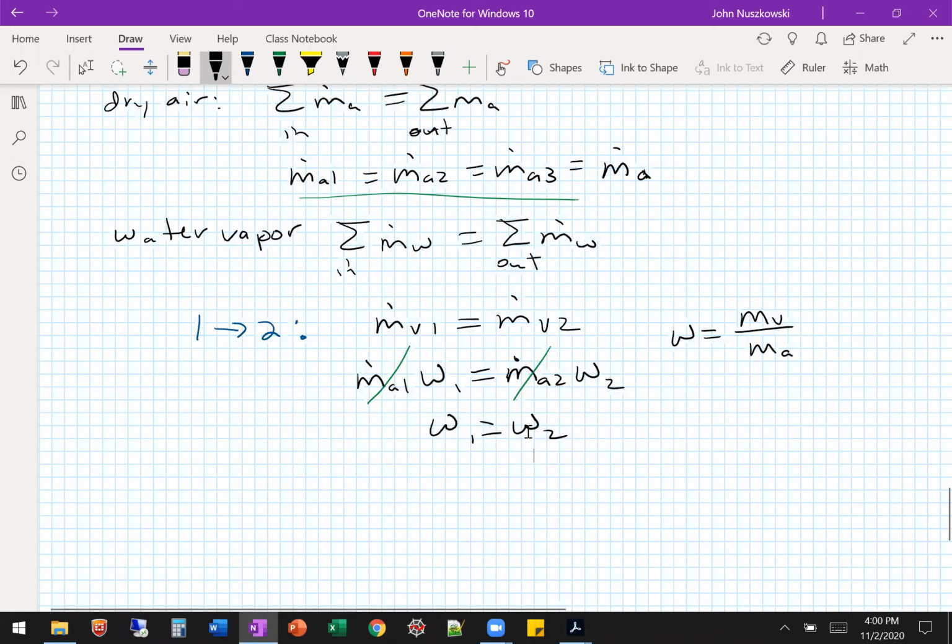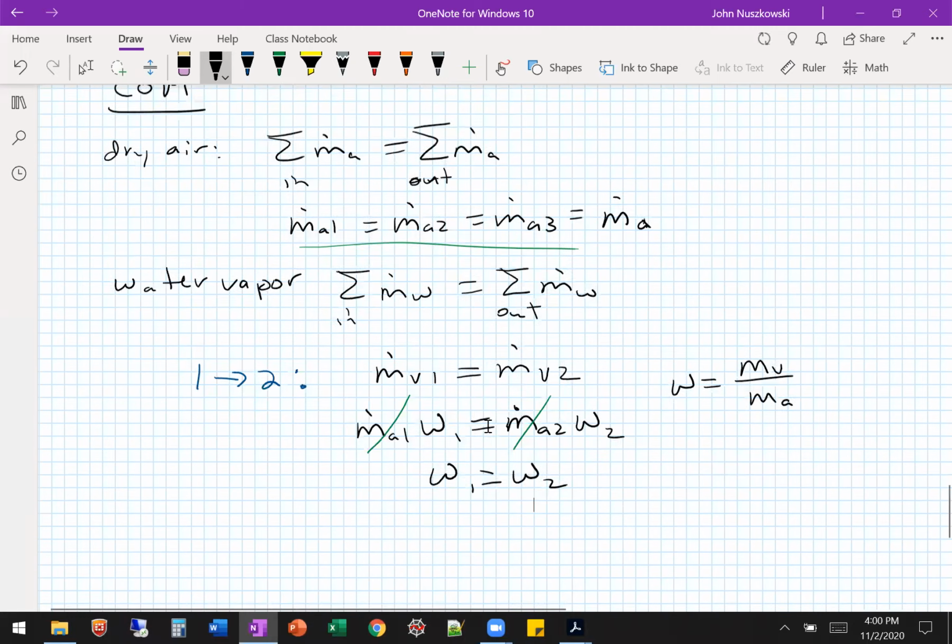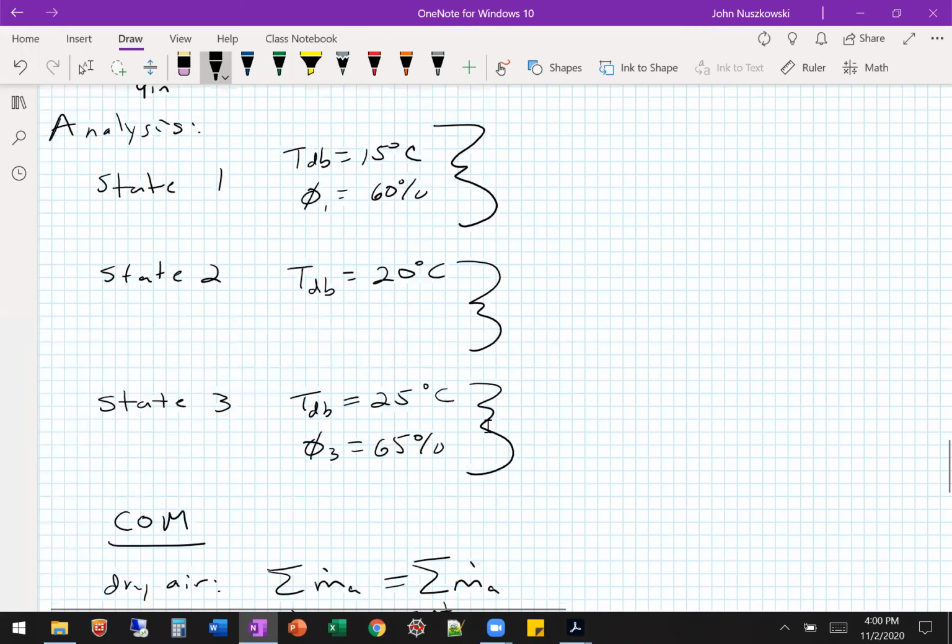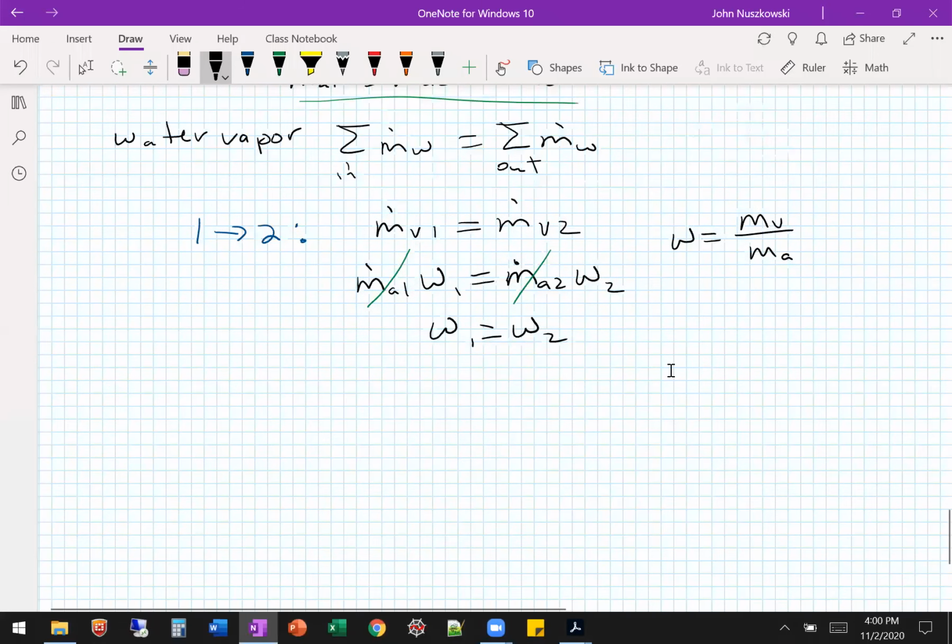And that's important. Just like in the last problem, that means we have our second property for state 2. So now we can really get anything we need. All right, so now let's do 2 to 3.